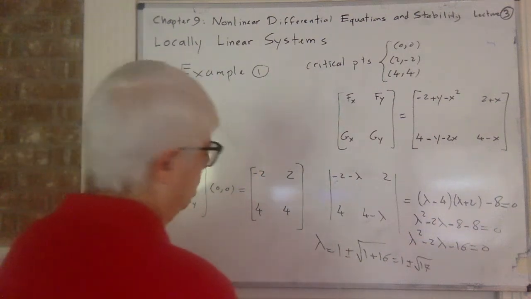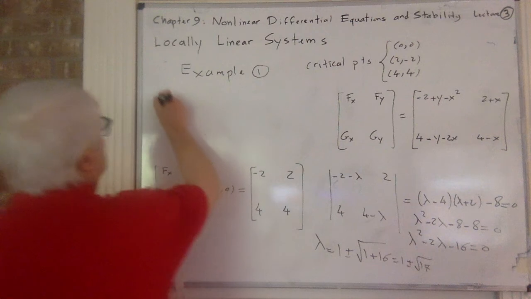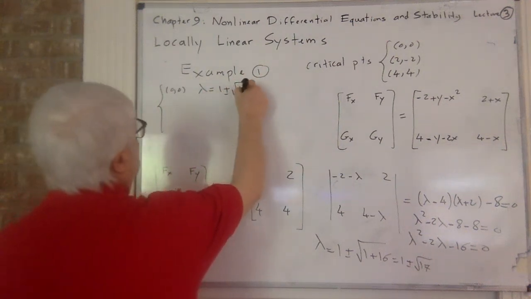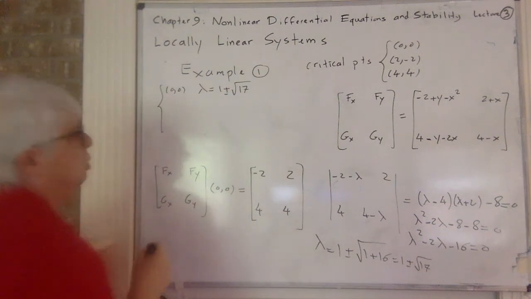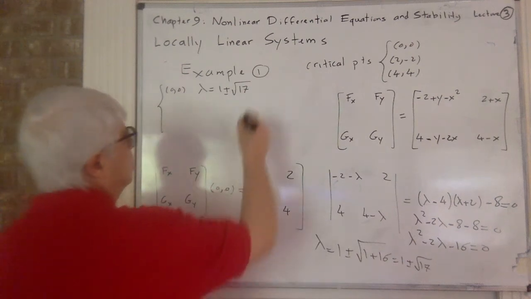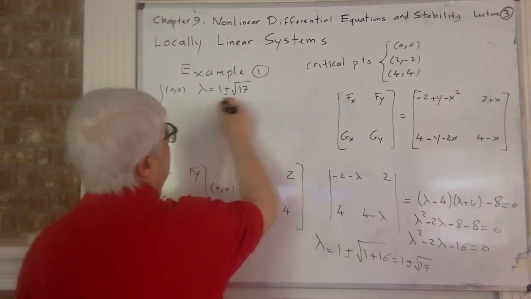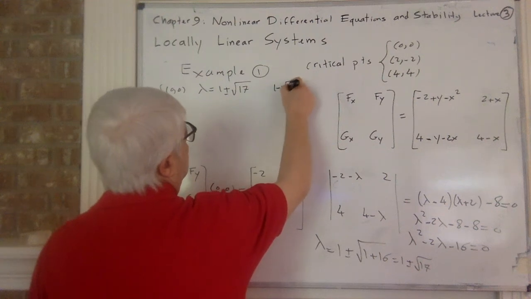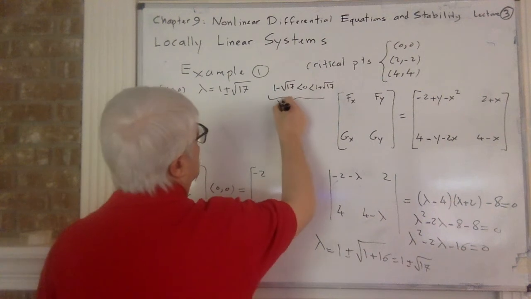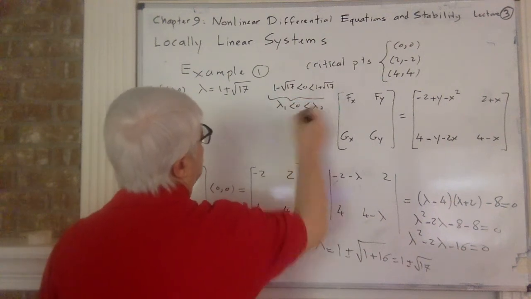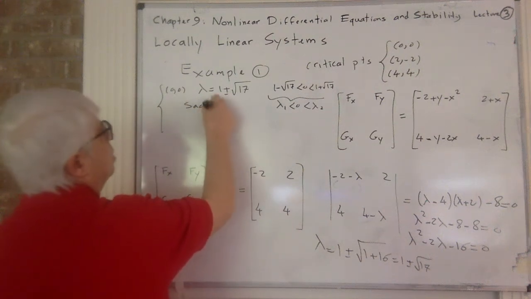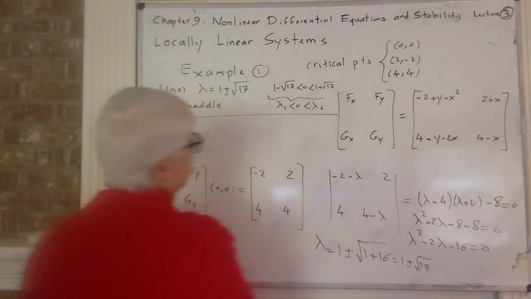Okay, so for (0, 0), I have lambda is 1 plus minus square root of 17. What is it? 1 plus square root of 17 is positive, 1 minus square root of 17 is negative. So I don't care what that is, but I can just say that 1 minus square root of 17 is less than 0, less than 1 plus square root of 17. So what situation is this? Lambda 1 less than 0 less than lambda 2. This is a saddle, right? Unstable saddle. Okay?